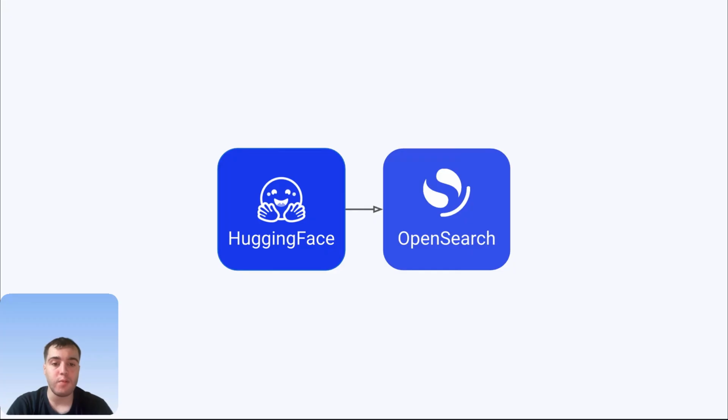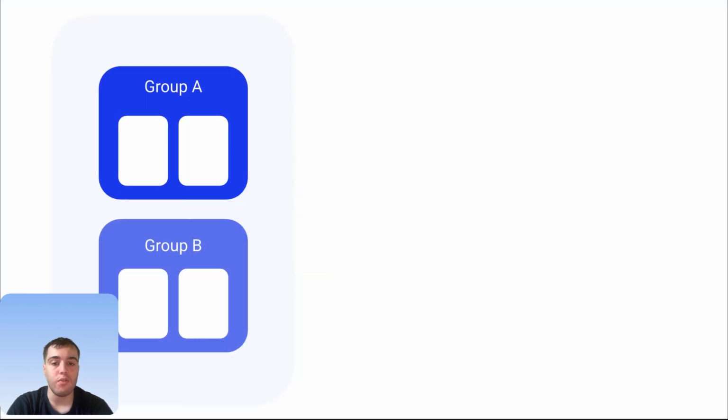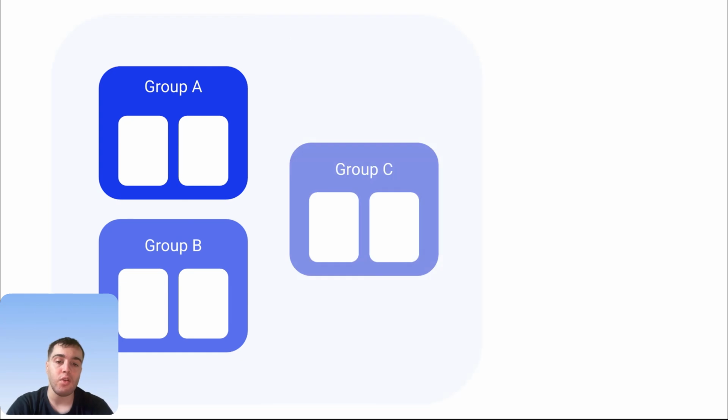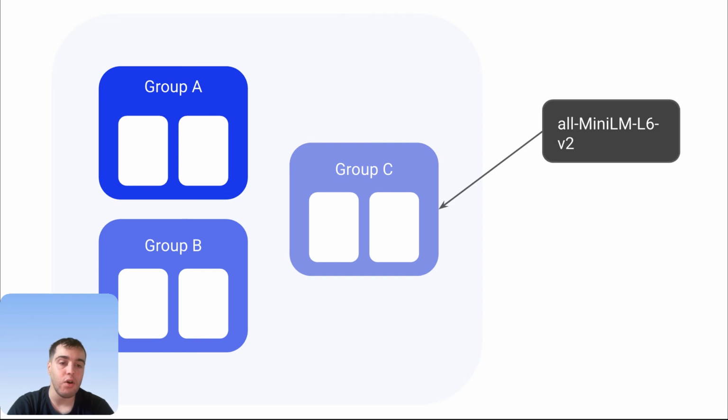Okay, so now I will explain to you what we'll do on OpenSearch. First, you need to know that OpenSearch groups the models by group. For example, you can have Mistral and ChatGPT in group A, and then in group B you can have Claude. It's you that decide. But in our case, we'll create a new group and we will register and deploy our MiniLM-L6-v2 that you can find on Hugging Face. I will put a link in the description if you want to check.